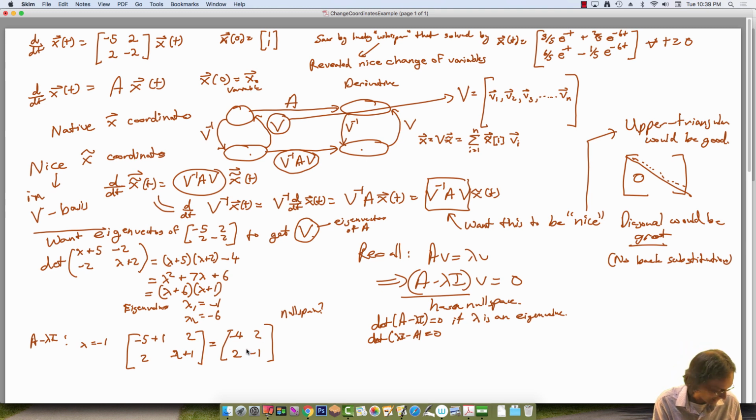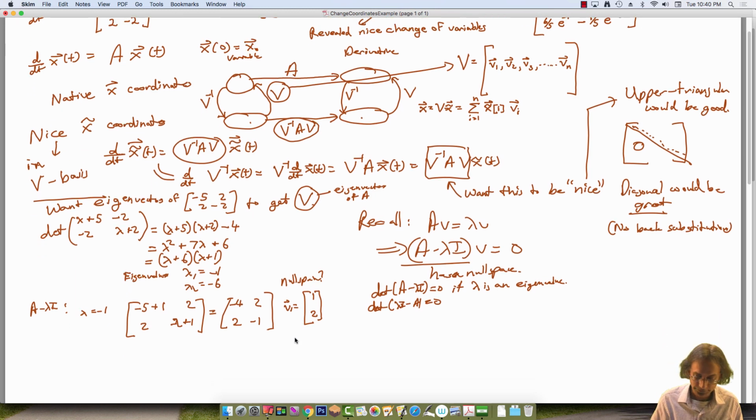Well, for this, it's pretty easy, right? We can just instantly see that if we take the first row and add to it 2 times the second, we get 0. So we just have [1, 2]. This is v1. So that gives us v1.